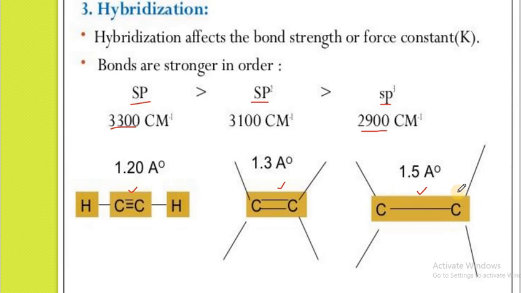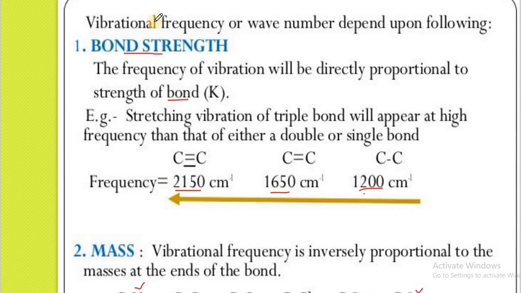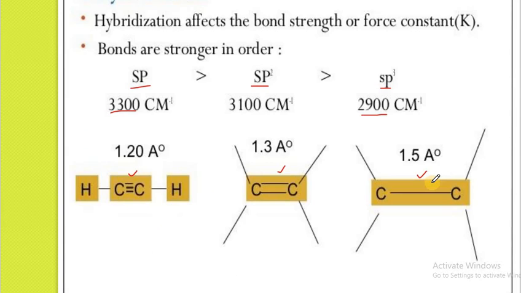So these are the main three factors on which the frequency or wave number depends. First is the bond strength, second is the mass, and third is the hybridization. So we can easily explain how the bond strength is different for different types of molecules and different types of bonds, and how the vibrational frequency depends on that.